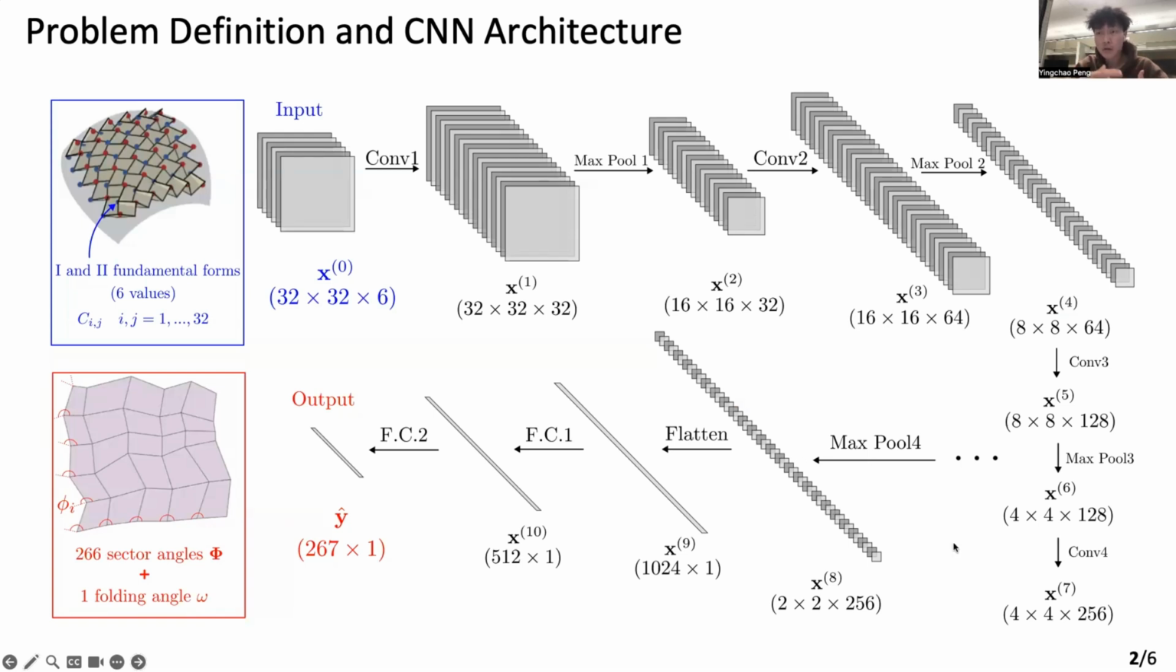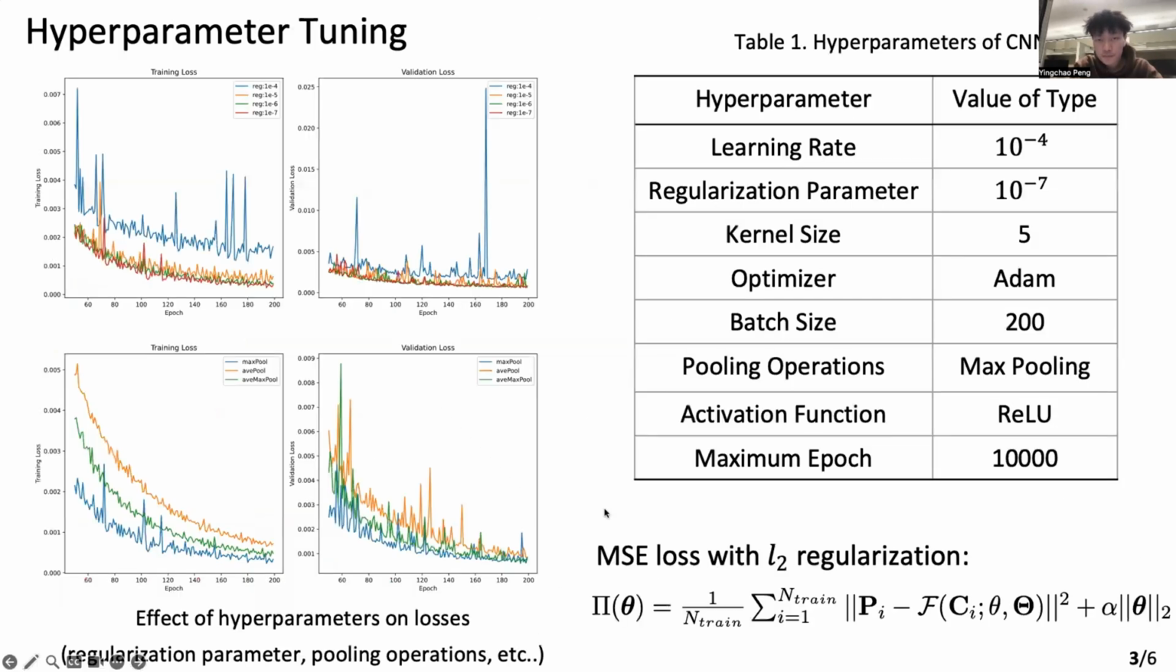So let's talk about the data generation. We generate 40,000 data samples by a forward algorithm. By using the forward algorithm, we feed in the sector angles and the folding angle, and the forward algorithm can spit out the deformed origami pattern for us, and we can calculate the first and second fundamental forms. So right now we want to solve the inverse problem. We give the first and second fundamental forms. Can we obtain the origami crease pattern and deformed pattern to approximate that surface?